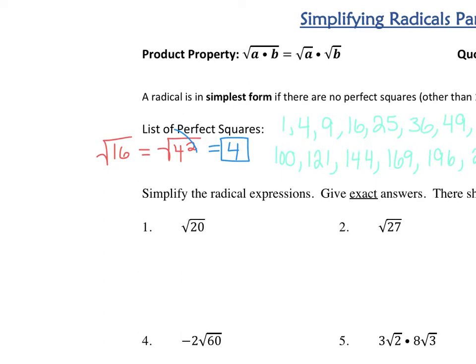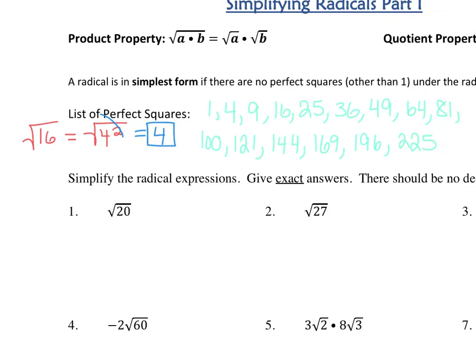So what we're going to be doing today is simplifying radicals using the product property and using the quotient property. So for example, our first problem says the square root of 20. That is not a perfect square, so that is not just going to get released like I do with 16. Instead, what I have to think of is what are the perfect square factors that go into 20? What is the largest perfect square factor?